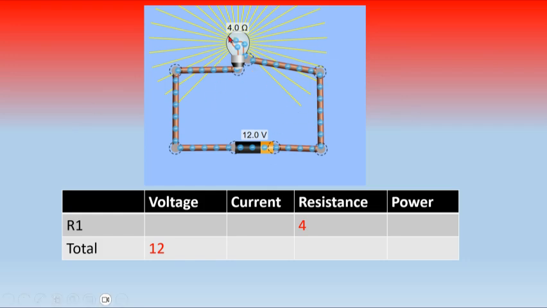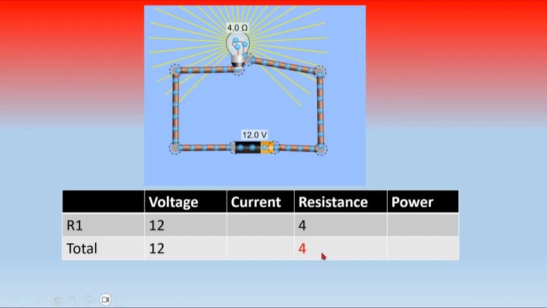So we have a 4 ohm light bulb, so the 4 goes in for resistance in the R1 row, and then we have a 12-volt battery. Anything that has to do with the battery will go into the total column. So the 12 goes there. Now, there's only one resistor, so the battery supplies 12 volts. The light bulb uses all 12 volts. If there's more than one, then it would split up the voltage, because only one uses all 12 volts. So we know that's 12.